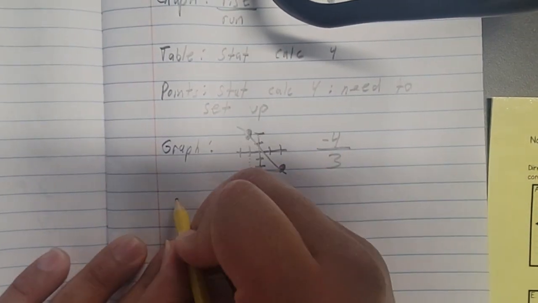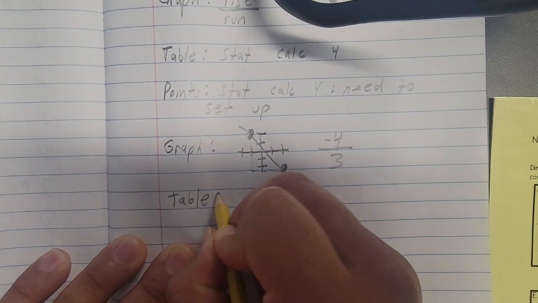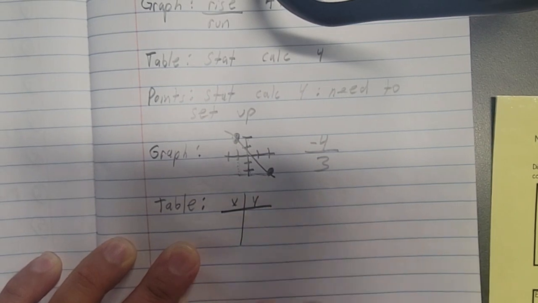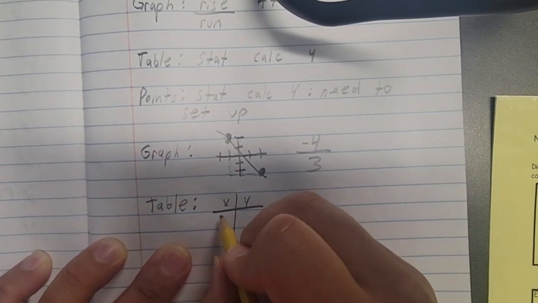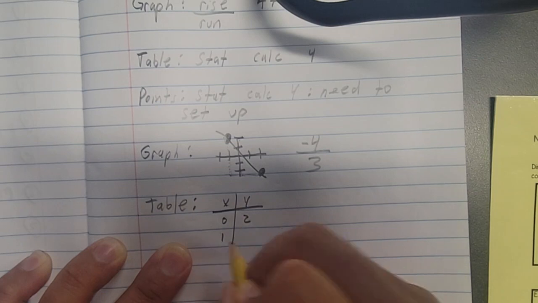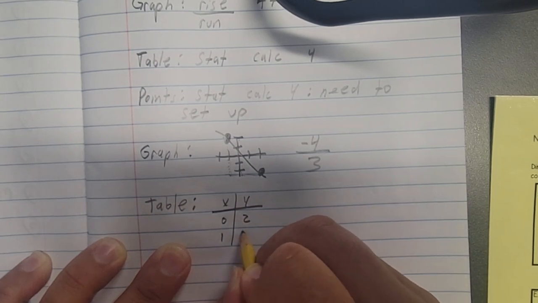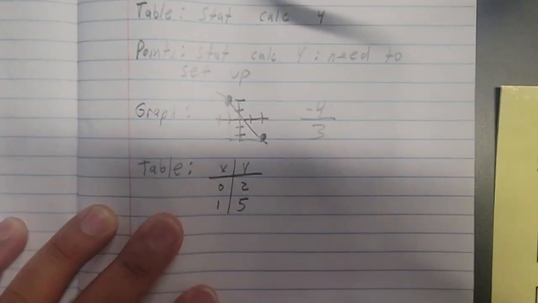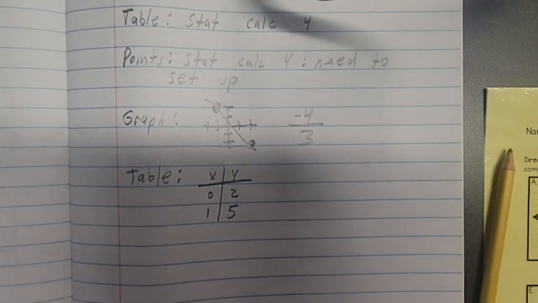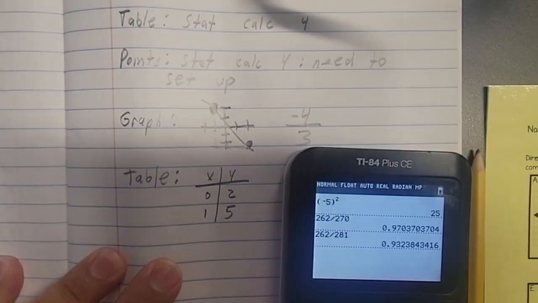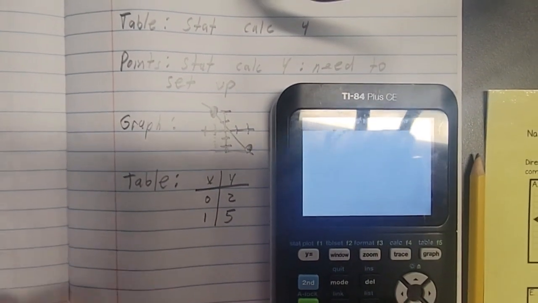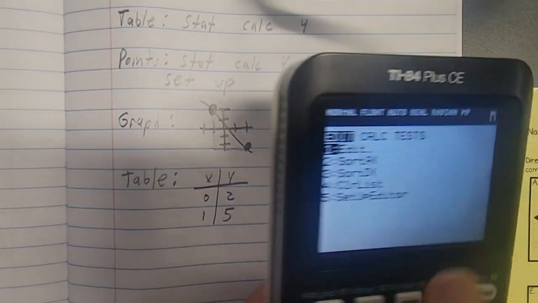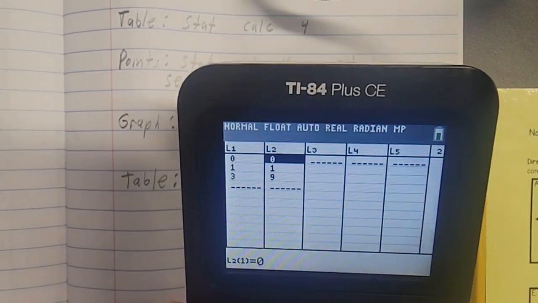Now for a table, a table is nice and easy because you have an X and a Y side. Let's say for example, we have something like 0, 2, 1, 5. We're going to use the calculator to help us out. So, the way this works, you want to go to the button here that says stat. Then you want to hit where it says edit. So just push stat, enter.